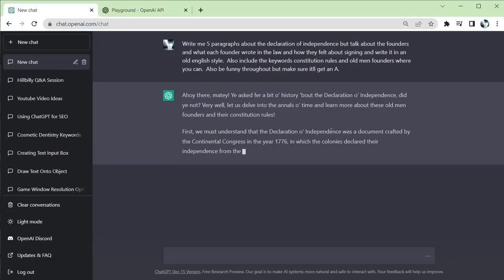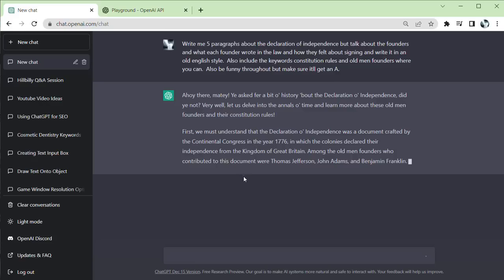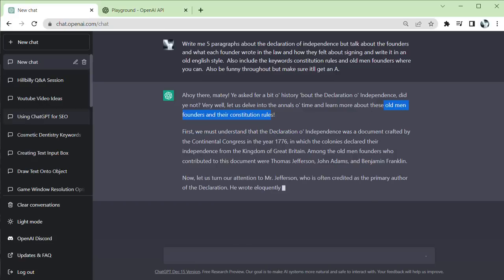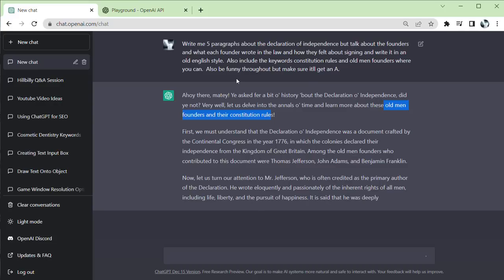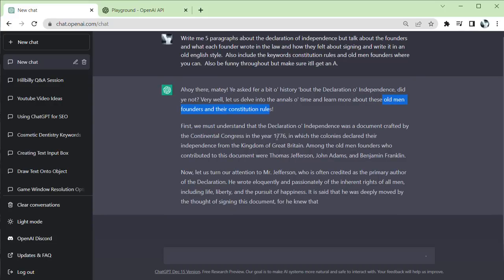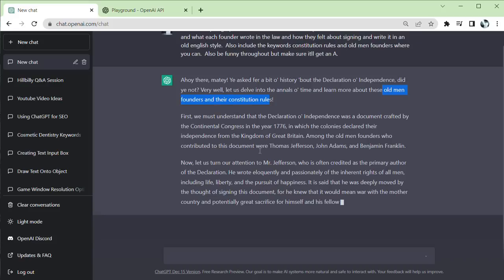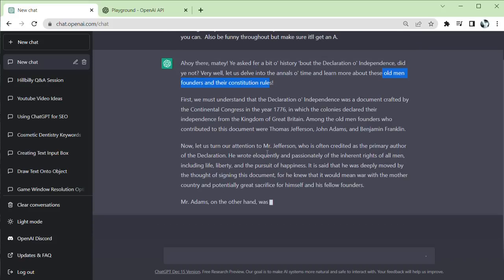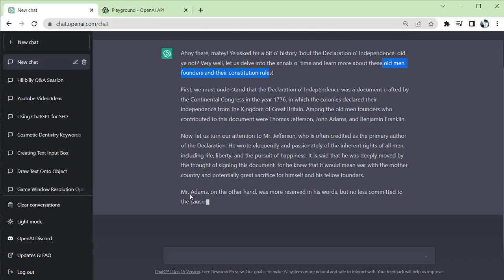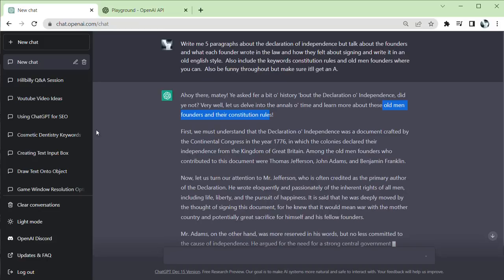First, we must understand Declaration of Independence was a document crafted. He got these keywords here and at the beginning. So yeah, he does a pretty good job, but still, you'll find that you can craft this better if you go step by step, although he did a pretty good job. You'll notice that he's sort of lost the personality trait or how he's writing. He just sort of went back to the standard writing. But yeah, anyway, so that's just that one tip.